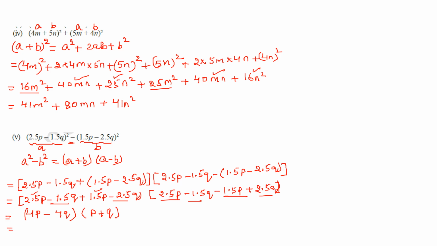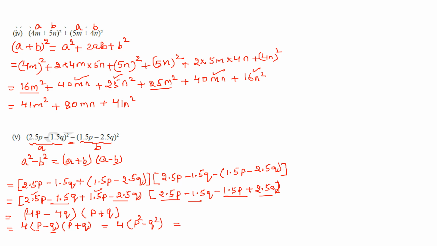Now I can take 4 common, so it will become (p minus q) and (p plus q). And again you can see (p minus q), (p plus q), it is in the form of (a minus b) into (a plus b), isn't it? And I have already written, if it is in a minus b, a plus b form, you have to write a square minus b square. So from here I can write it as 4 times (a square minus b square). Here your a is p and b is q, so it will be p square minus q square.